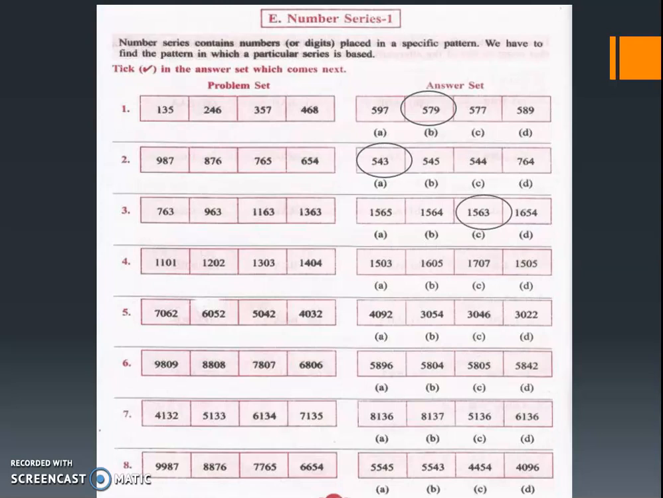Is it clear? So next one, 1101, 1202, 1303. That means 101 is getting added with each value. You could see that, right? 101 is getting added with each value. So if I am adding 101 with 1404, then I will get 1505. So that is the answer for the fourth one.